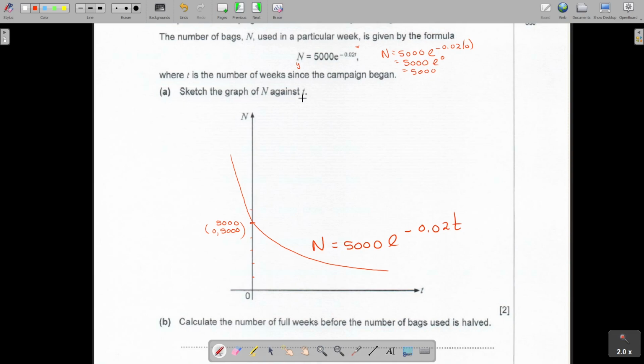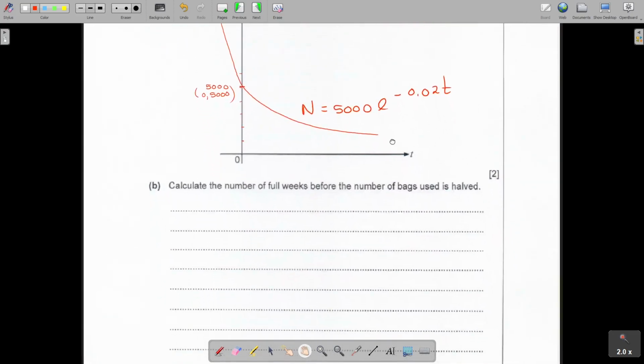So please, it's a basic exponential graph. Now, it's just the negative, so the positive would go like this, the negative would go like this, but there it cuts. Now they go on in this question. They say, calculate the number of full weeks before the number of bags used is halved.